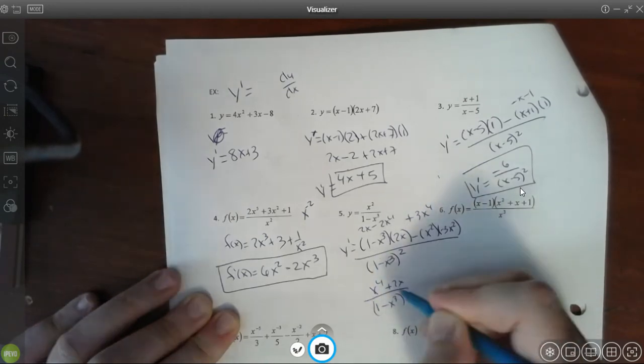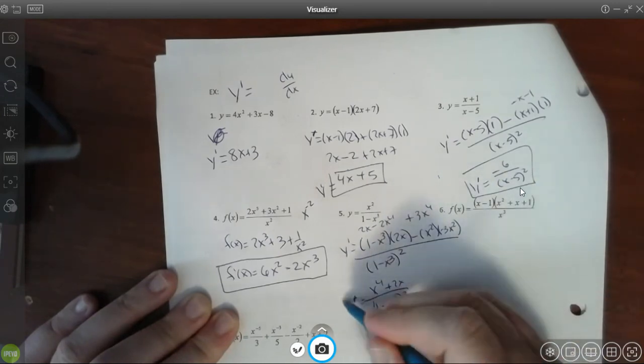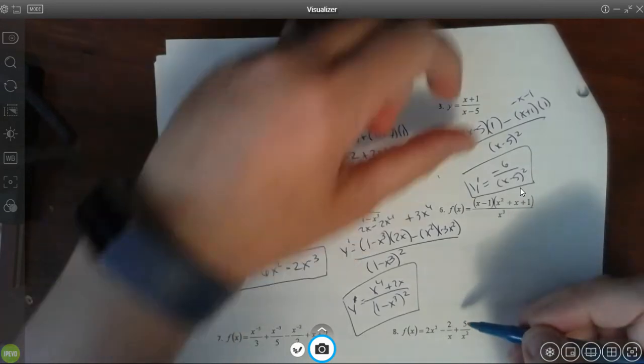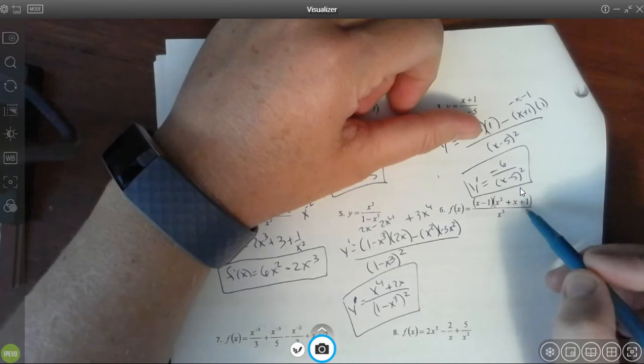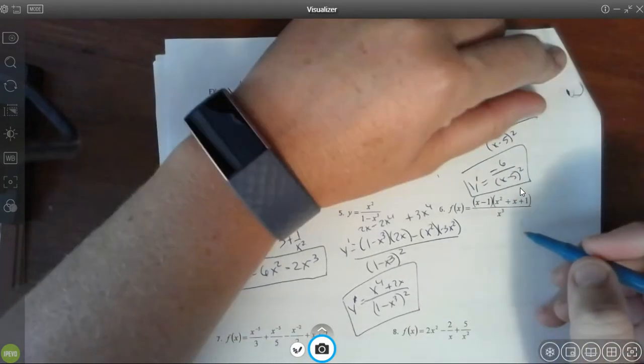And sometimes when you factor the top, it will cancel the bottom. This is not one of those times, but I always do check to see if I need to factor the top to get the bottom to cancel. So on this one right here, this would be like a quotient rule with a product rule inside of it.